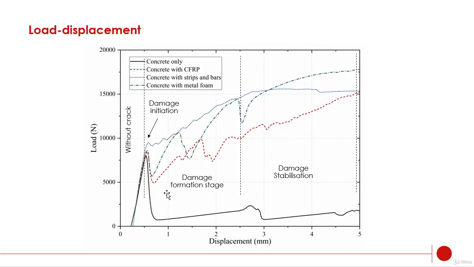As you can see here, the black line is the concrete only. When we add a reinforcement we have a very small improvement in the maximum failure load, which happens around 8,000 Newton. But with concrete only, after reaching the maximum failure load we have a drop in the load, so we have a kind of full failure.